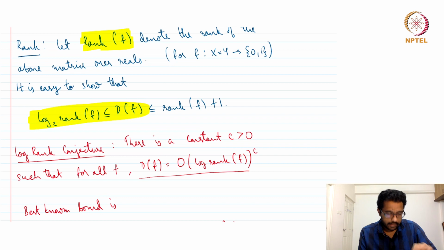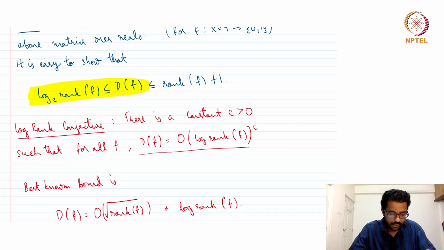So the deterministic communication complexity of the function is at least the log rank of f, and you can also show that it is at most the rank of f plus 1. This is another way to get lower bounds, and this led to something called the log rank conjecture. In the area of communication complexity, this is a very famous open question. The conjecture is that for any function f, there is a constant c such that the deterministic communication complexity is at most log rank of f to the power of this constant.